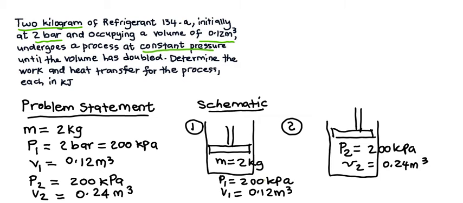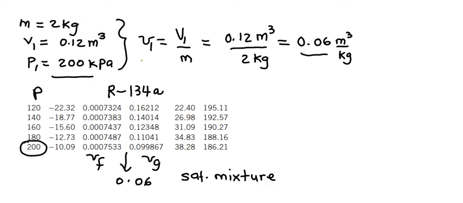And pressure initially is 2 bar, and this is equivalent to 200 kilopascal. Volume is 0.12 meter cube, so V1 is 0.12 meter cube. And then the process is at constant pressure. So therefore, P2 will be similar to P1, which is 200 kilopascal. And the volume doubles, so 0.12 goes to 0.24 meter cube.